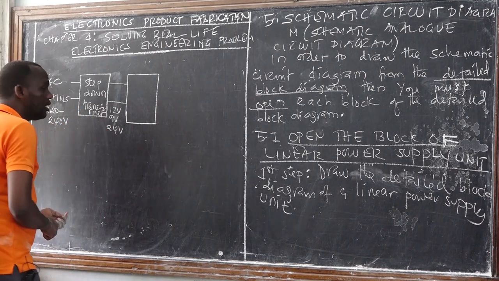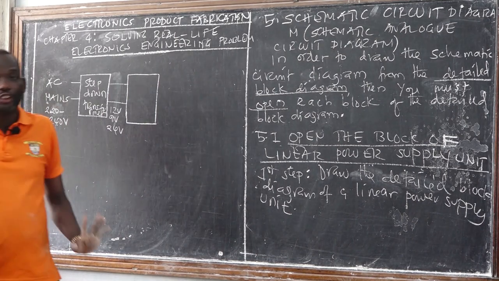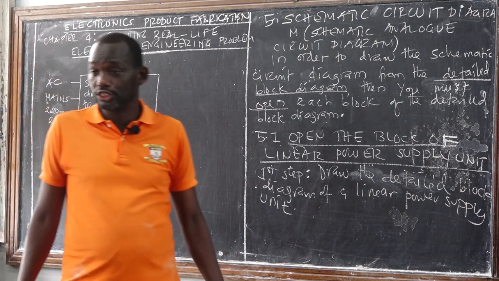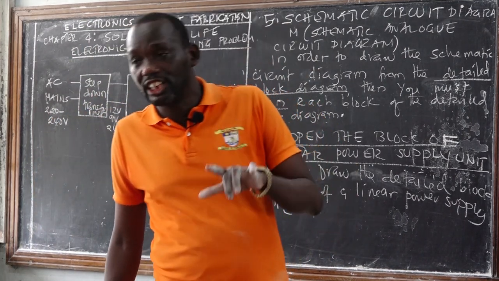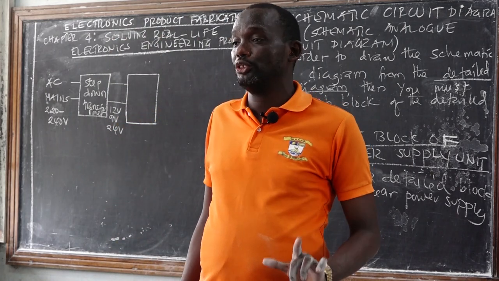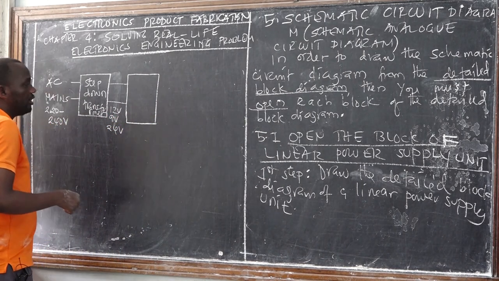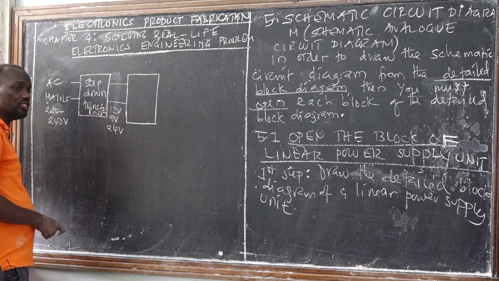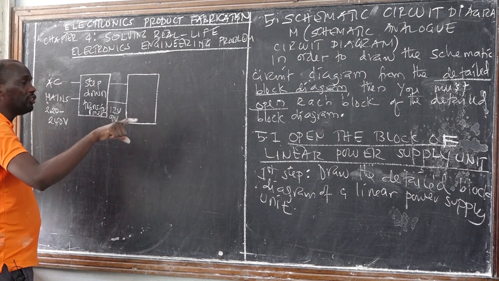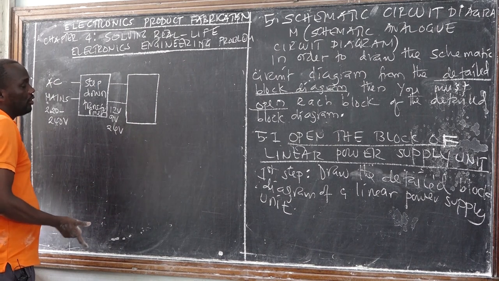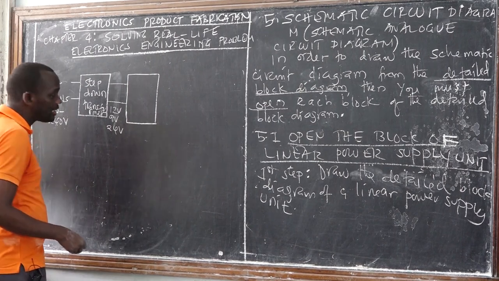Are we together? So a step down transformer steps AC voltage down into AC voltage. A step up transformer steps AC voltage up into AC voltage. Then, once we step down this AC voltage, we want DC, because our amplifier and microphone and the other parts of the output need DC voltage, direct current power.